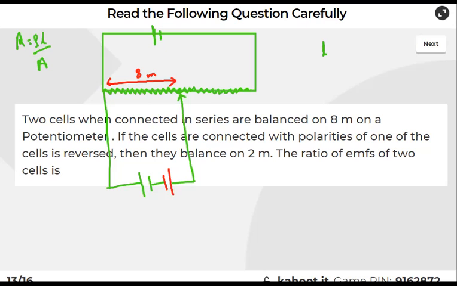Then this distance became what? Tell me. Then this distance became 2 meter. Find the ratio of EMF of these cells. Okay, right? Now think about it, everyone.